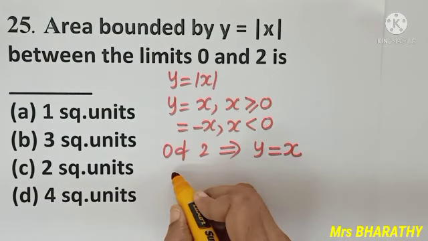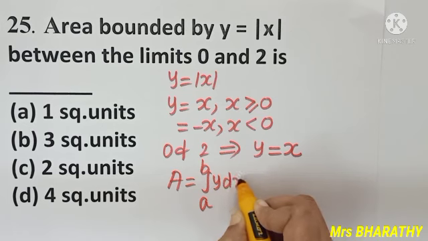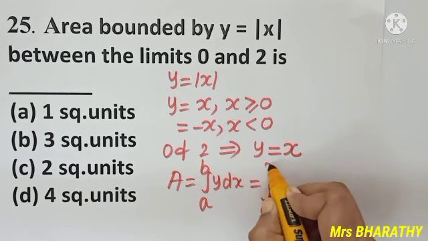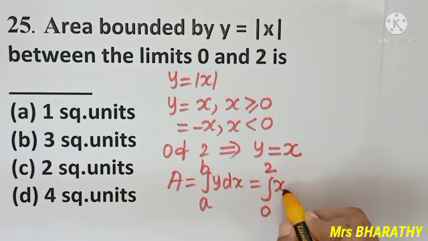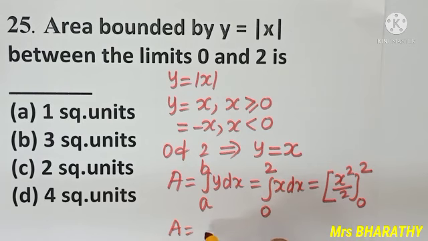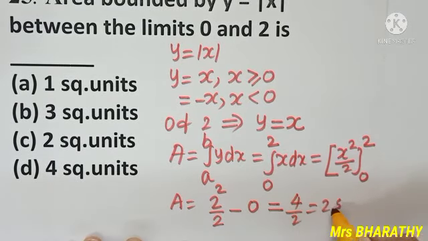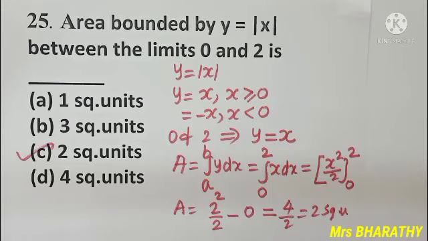Now, what is my question? Area. It is integral a to b y dx. Here the limits are 0 and 2. Y is nothing but x dx. As we integrate, x becomes x square by 2 between the limits 0 and 2. Put upper limit 2 square by 2, put lower limit 0. As we simplify, it is 4 by 2, or I get 2 square units. Option C is the right choice.